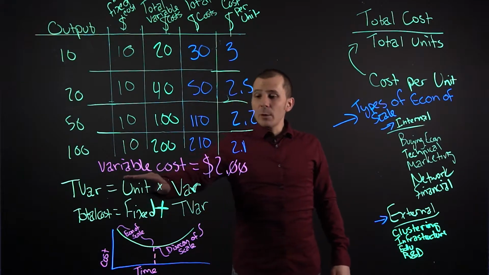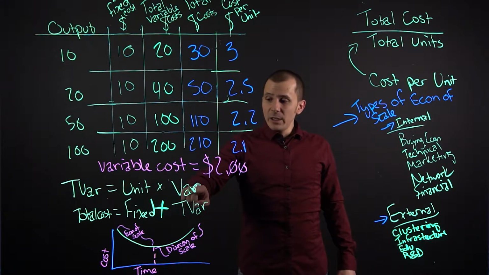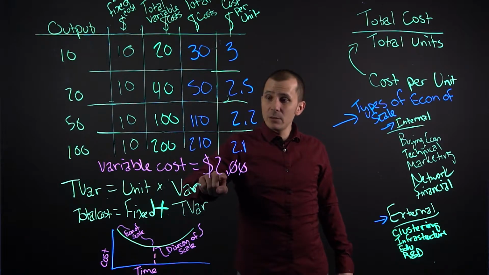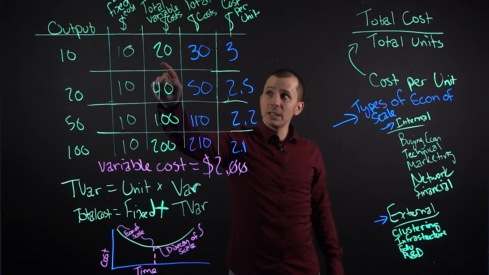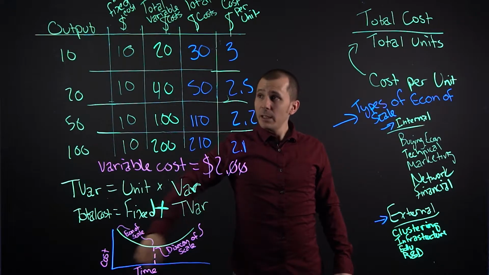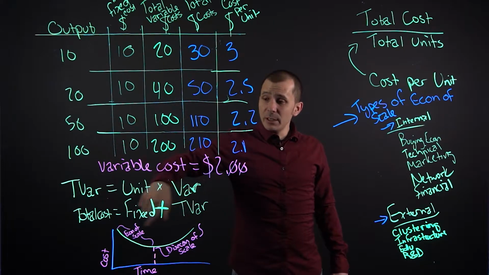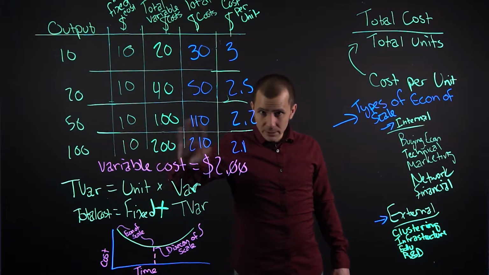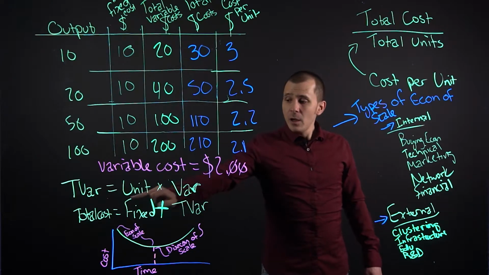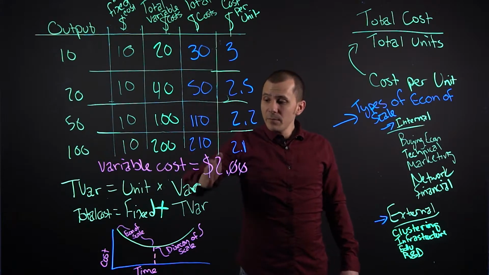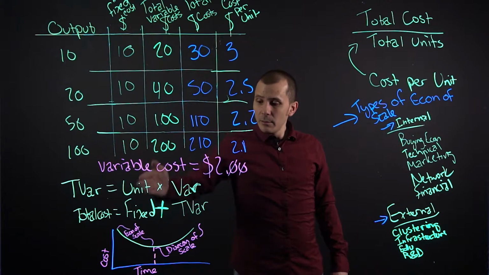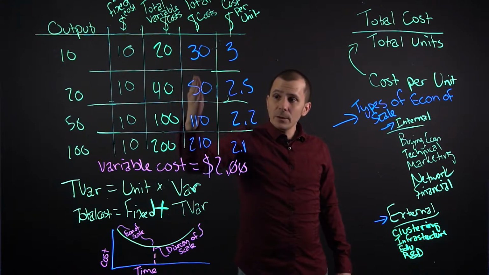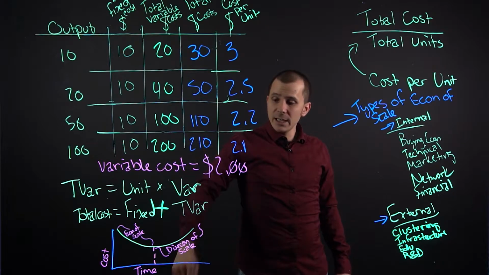Okay, so we have our variable cost. We need to multiply that by the unit amount, which is going to be 10 times $2 in our situation to produce a 20. Now, same here, 20 times 2 is going to be 40, and 50 times 2 is going to be 100, etc. I think you get the point. Our total cost here is going to be the fixed cost plus the total variable cost. So we have 30, 50, 110, 210.